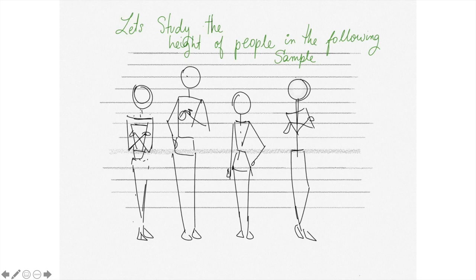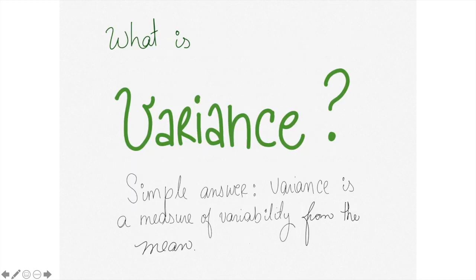However, before we jump into that, we should be defining variance, because that's the value from which we obtain the standard deviation of this group of people. Now, what exactly is variance? A simple textbook answer is variance is the measure of variability from the mean. Let's try to understand this a little deeper and look at the formula.